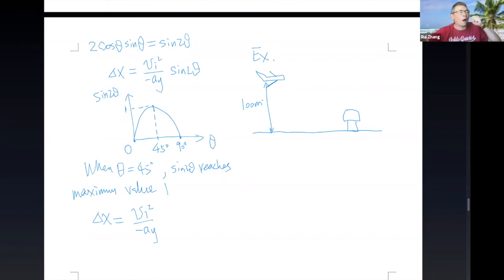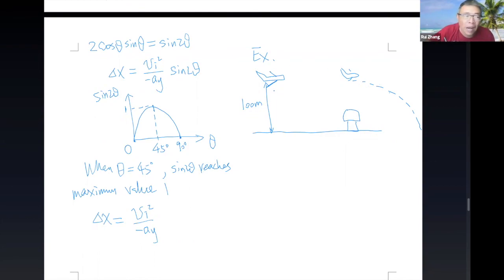Where should we drop our bomb? Should we drop the bomb when the bomber flies on top of the building, or should we drop it before? Now based on what we learned from this chapter, we shouldn't drop it right here because if we drop it right here, the bomb will have the same initial velocity as the bomber, which is horizontal. So if we drop it from here, it's going to go like projectile motion, it's going to hit here. So if you want to miss, you should drop right on top of the building.